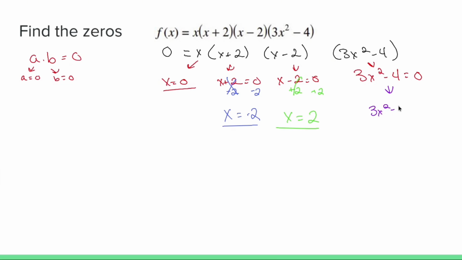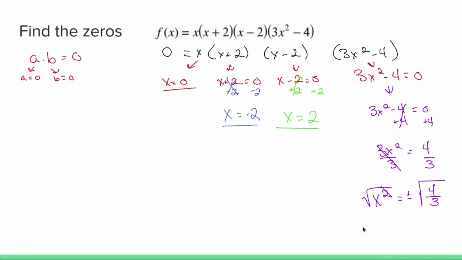For this one, I'm just going to rewrite 3x squared minus 4 equals 0. Add 4 to both sides, so 3x squared equals 4. Divide by 3, cross you out. x squared equals 4 over 3. Now, in order to get rid of the squared, you square root both sides. Don't forget your plus or minus.